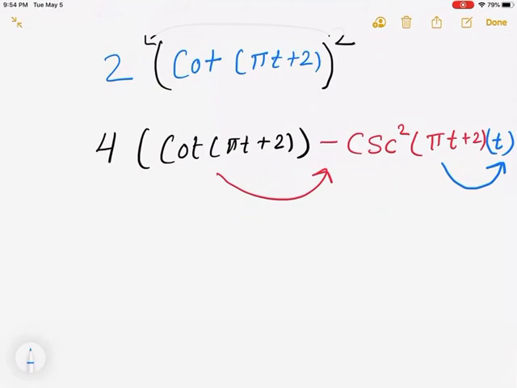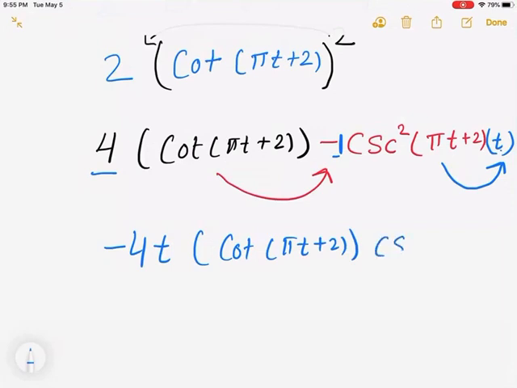Now simplify, put it together. So 4, this is negative 1, and this pi would get multiplied. So I would put negative 4 pi, cotangent of pi t plus 2, cosecant squared of pi t plus 2. All right, so that's my final answer.